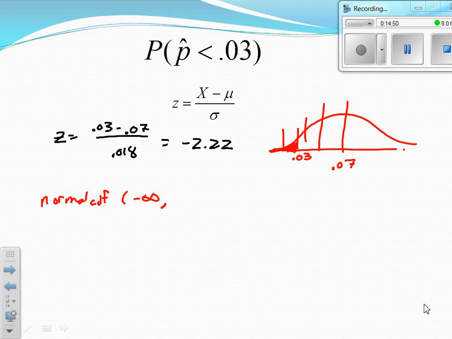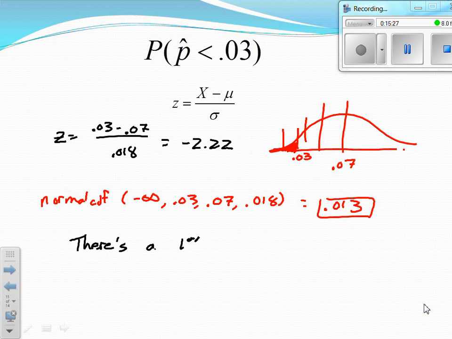So we'll go from negative infinity to 0.03. We're centered at 0.07 with a standard deviation of 0.018. So go to the calculator very quickly. So negative infinity up to 3%, our mean of 7%, and our standard deviation of 1.8%, and that is 0.013.